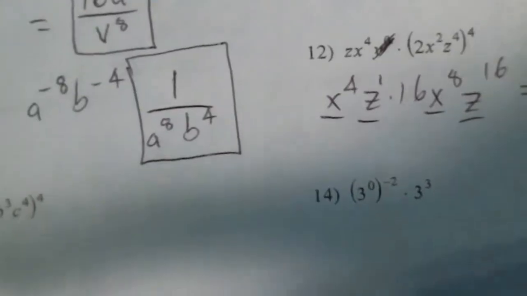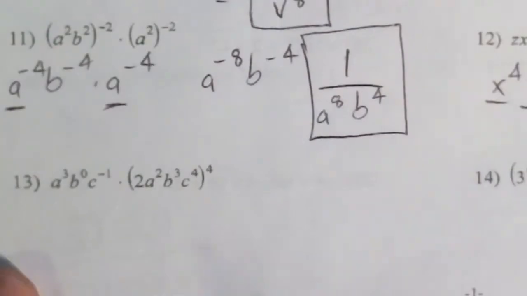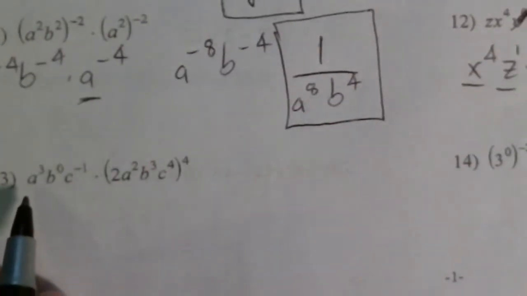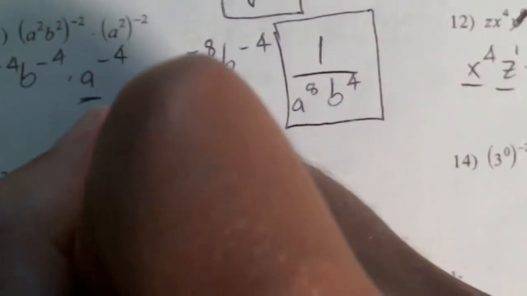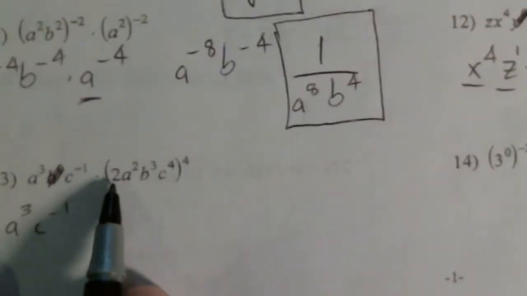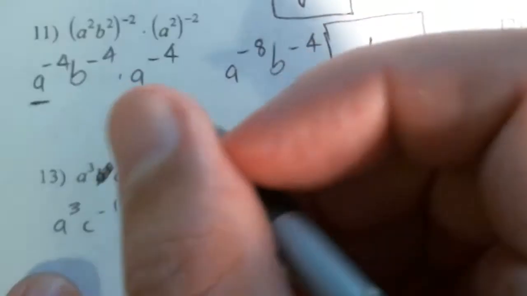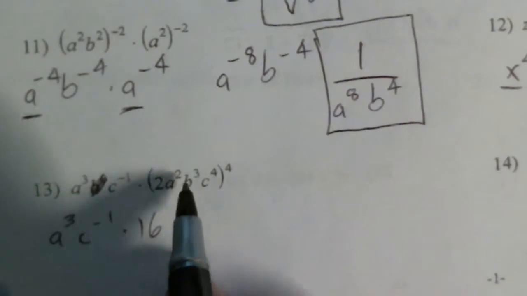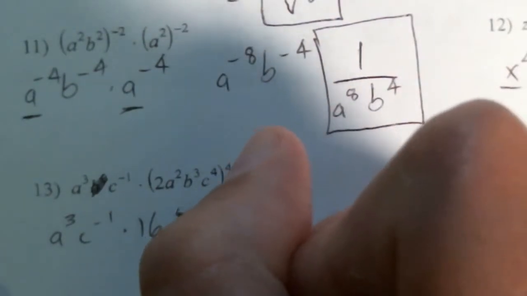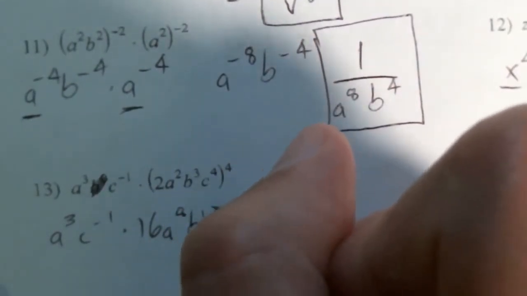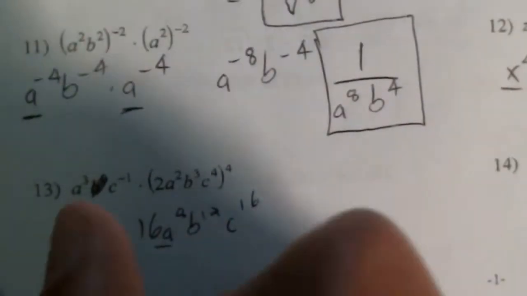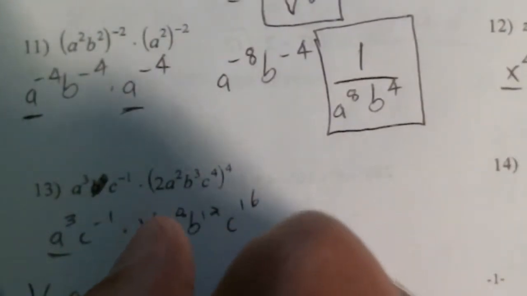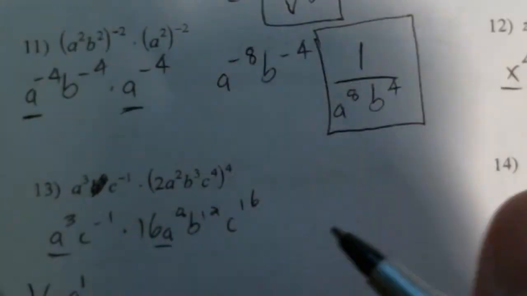Okay, coming down the home stretch on the front side here, got a bunch of stuff. Alright, so I can't really do anything with that. B to the 0 is 1, so I just have a to the 3rd, c to the negative 1, same thing here. 2 to the 4th is another 16. You guys ought to be getting good at that. 2 times 4, a to the 8th, 3 times 4, b to the 12th, 4 times 4, c to the 16. Now let's add our apples.